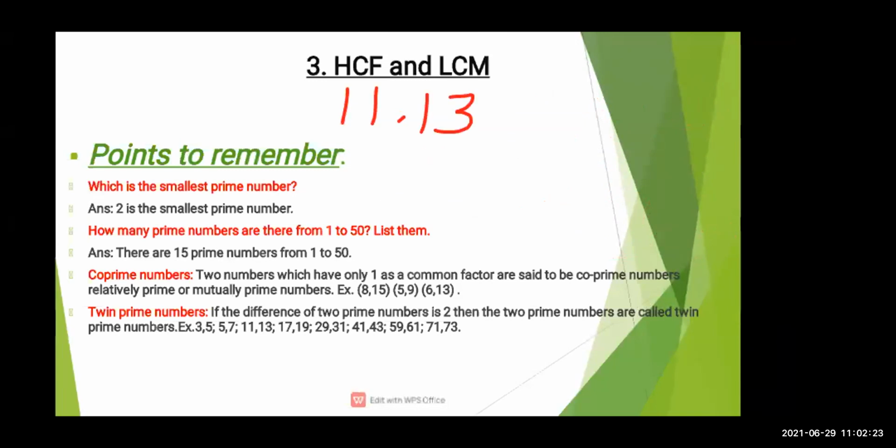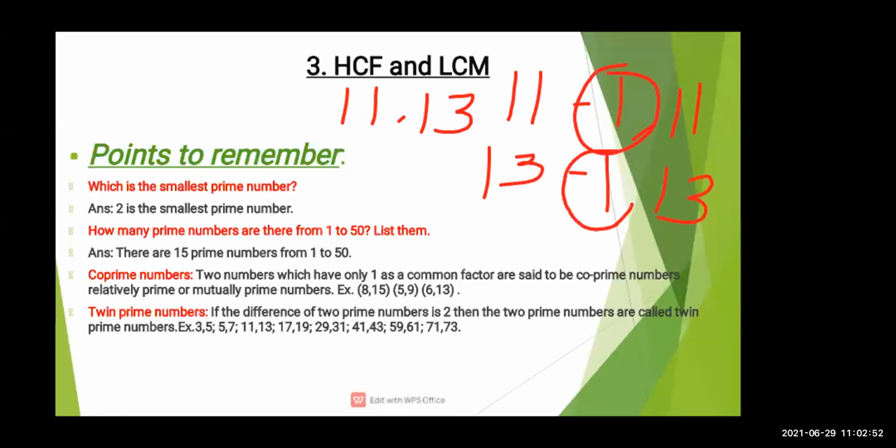चलो देखते हैं हम लोग. प्रवीण ने हमको एक नंबर बताया है, that is 11 and 13. Now 11 का factor is what? 1 and 11. Now another number is 13. 13 ka factor is 1 and 13. Now here common is what? Common is 1.